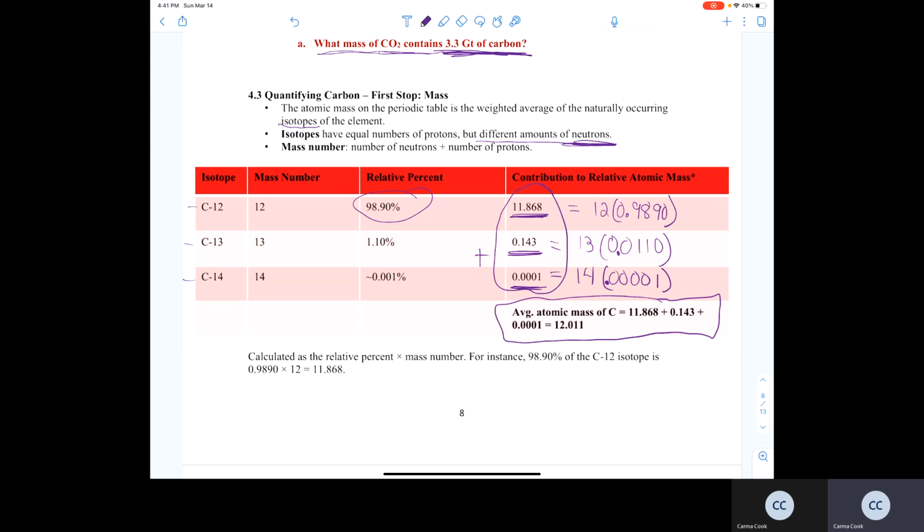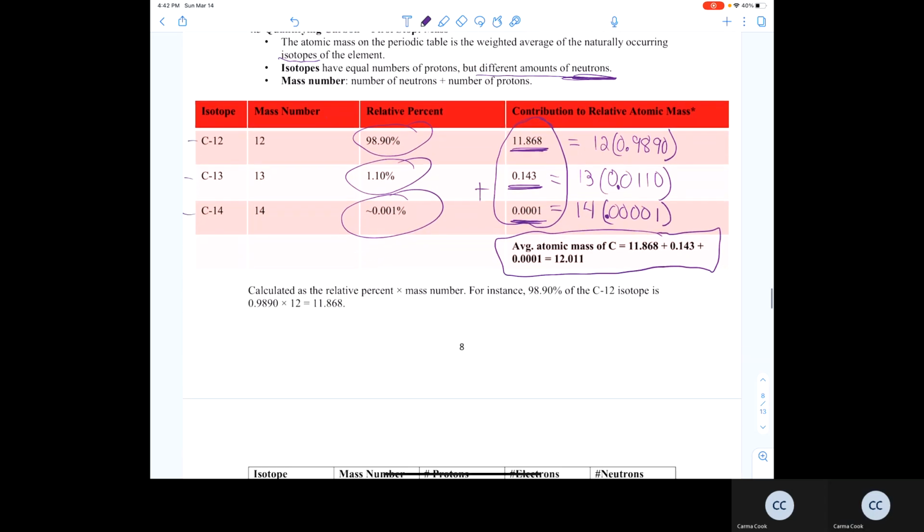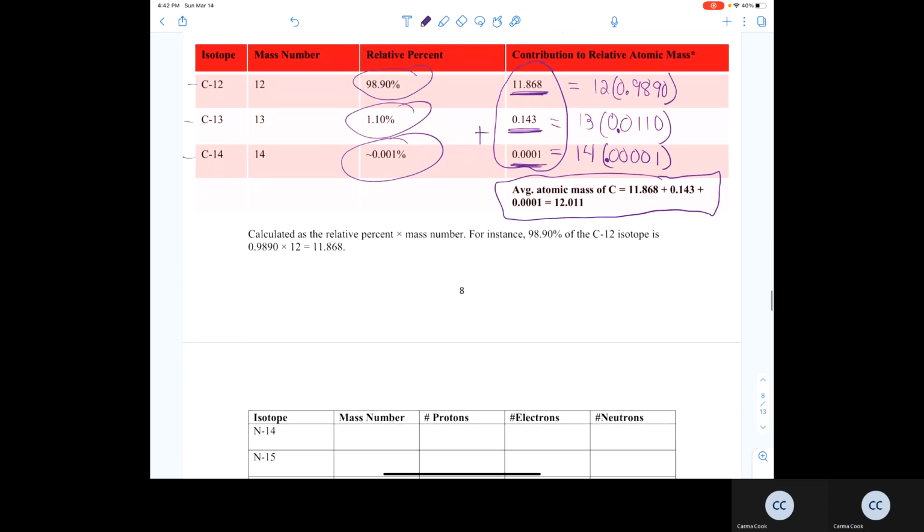And so therefore, adding these 3 numbers together, you'll get 12.011. So that's how the atomic mass that you see on the periodic table is calculated. But you have to know what relative percent abundance each isotope is present in the Earth. So what percentage of all carbon, for example, is carbon-12? What percentage is carbon-13? What percentage is carbon-14? And then you take those percentages, convert them to decimals, and then multiply each decimal by its mass number.